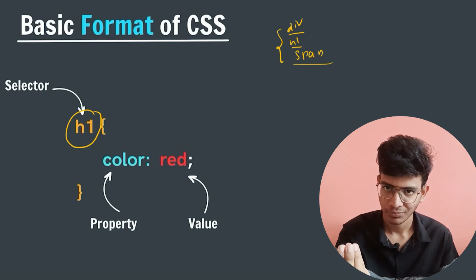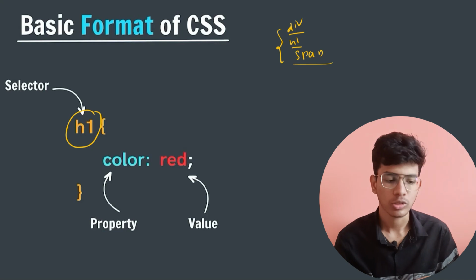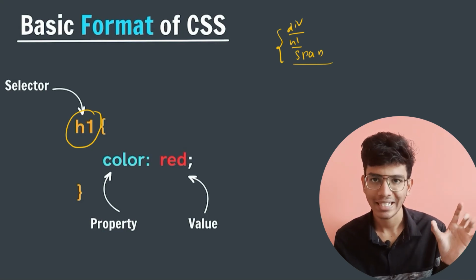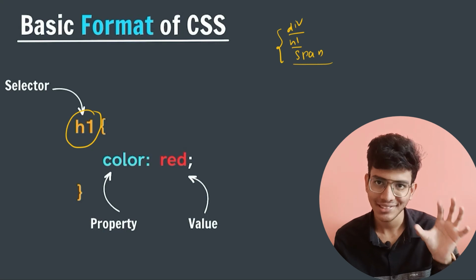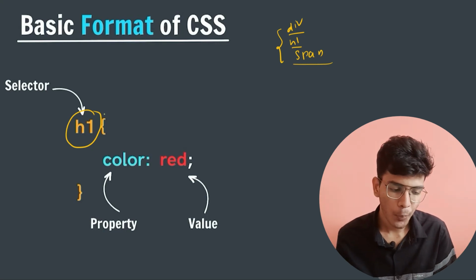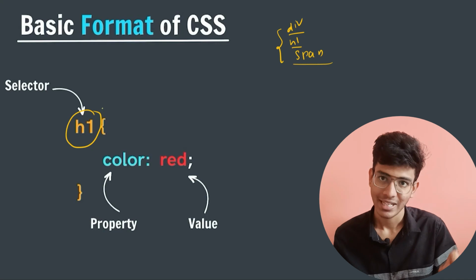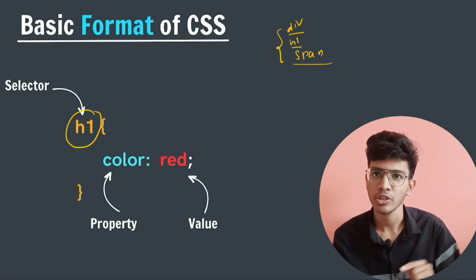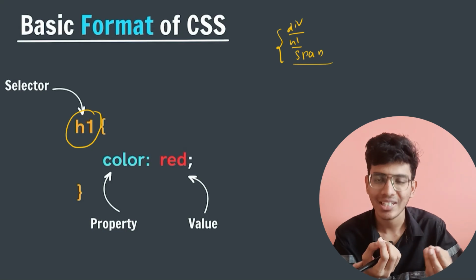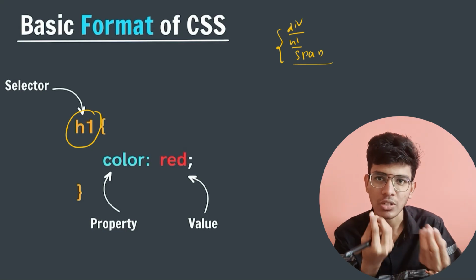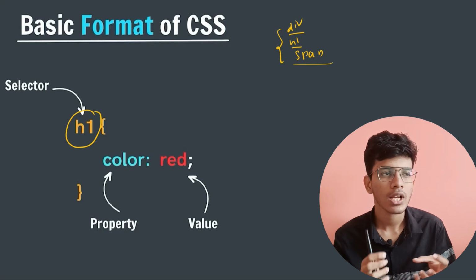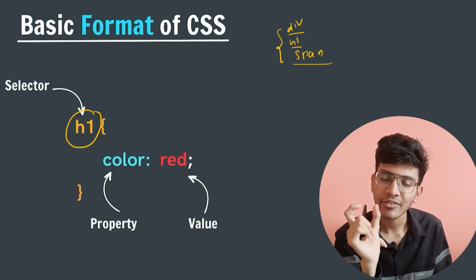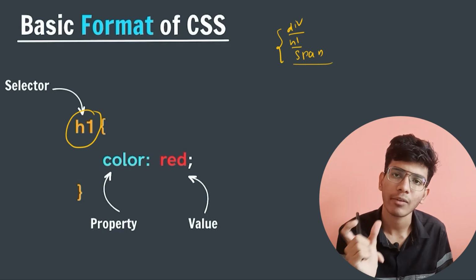What I'm going to do is first of all write h1, and in technical terms we call this a selector, and I will open my curly braces. In the curly braces, I will write the property. What property do I want to change? Whether I want to change the text size, the color of the text, or add a background color to that text. So first of all, I will define the property. What property do I want to change?